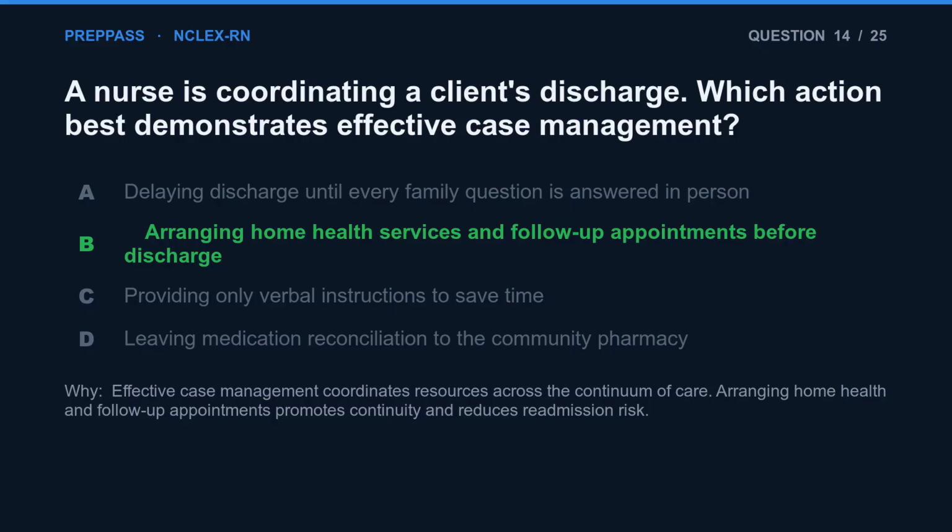The correct answer is B. Effective case management coordinates resources across the continuum of care. Arranging home health and follow-up appointments promotes continuity and reduces readmission risk.